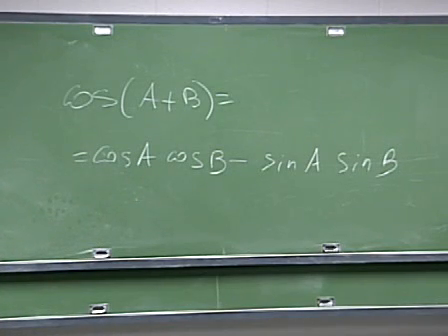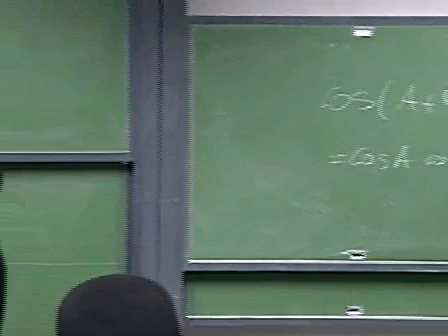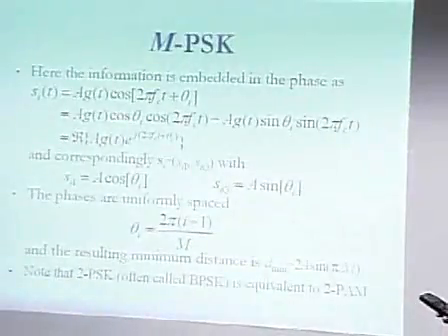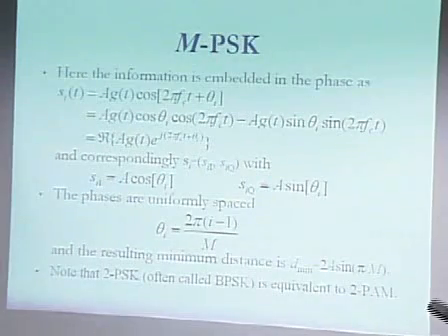So we can use this to expand this cosine into cosines of theta I and cosines of 2 pi fct, and we get the usual in phase and quadrature representations, right? This is the in phase, and this is the quadrature. The in phase information is A times cosine of theta I, and the quadrature is A times sine of theta I over here. Okay, I'm excluding the shape.